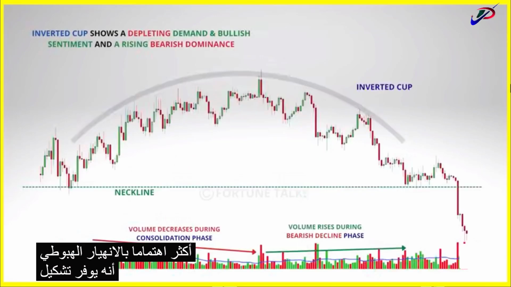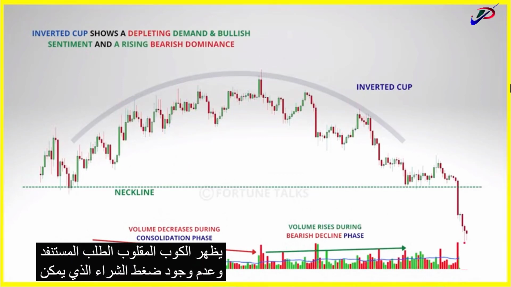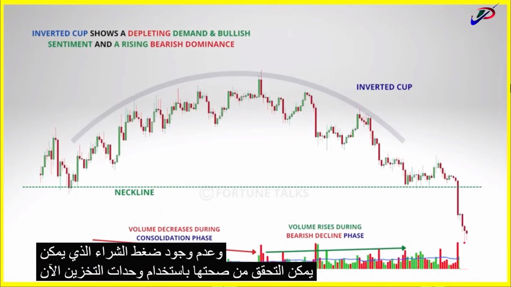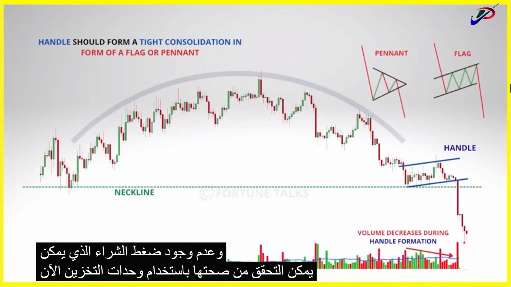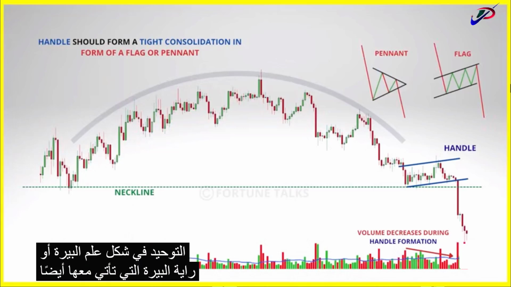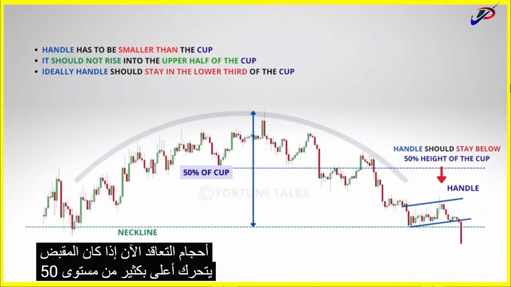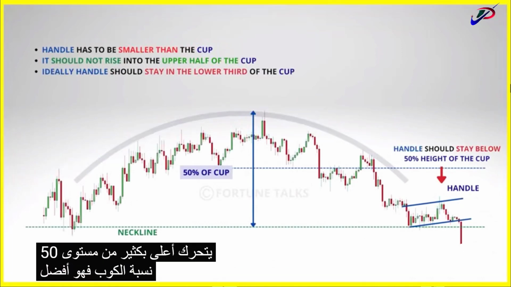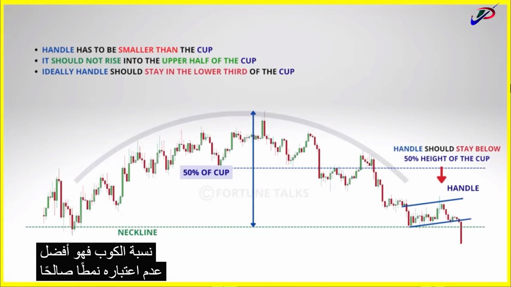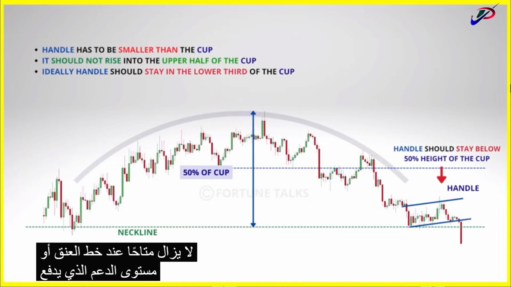The formation of the inverted cup shows a depleting demand and a lack of buying pressure, which can be validated by using the volumes. Now the handle should be a tight consolidation in the form of a bear flag or a bear pennant, which also comes with contracting volumes. If the handle moves way higher beyond the 50% of the cup, then it is better not to consider it as a valid pattern, since there is enough buying pressure still available at the neckline or the support level, which is pushing the prices higher.